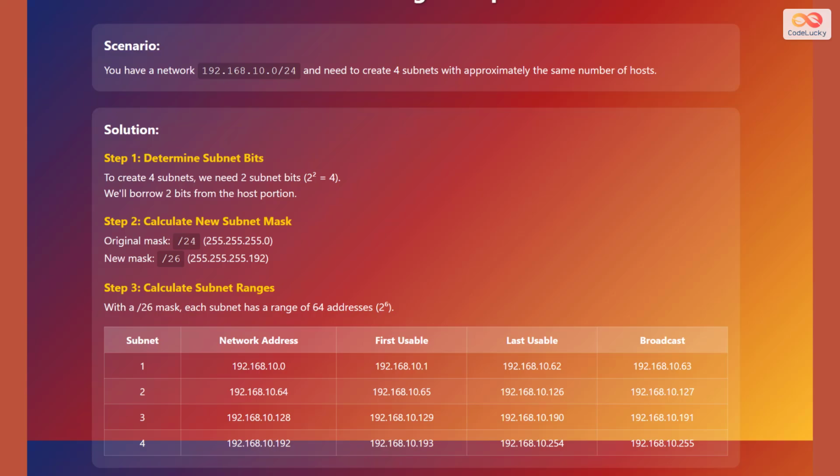The broadcast address is 192.168.0.127. Subnet 3 has a network address of 192.168.0.128. The first usable address is 192.168.0.129. The last usable address is 192.168.0.190. The broadcast address is 192.168.0.191. Subnet 4 has a network address of 192.168.0.192. The first usable address is 192.168.0.193. The last usable address is 192.168.0.254. The broadcast address is 192.168.0.255.